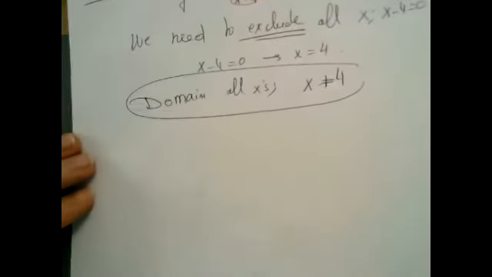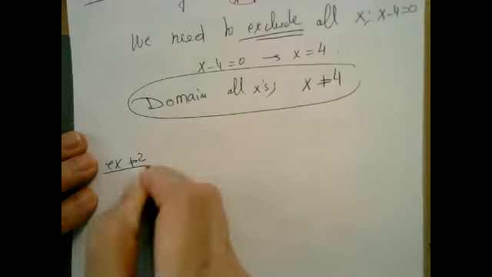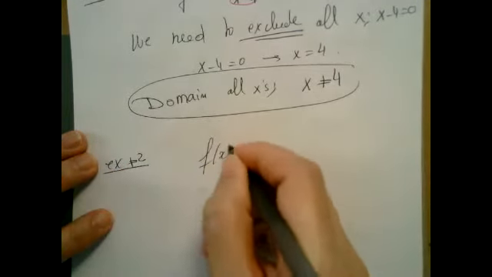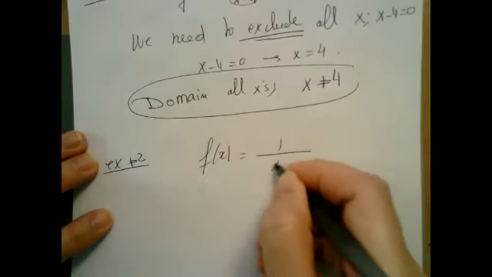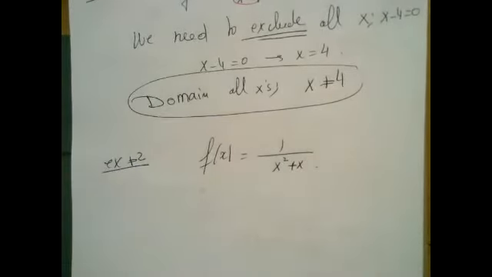Example number 2. Again, whenever there is a denominator, we have to think. Suppose I give you the following: 1 over x squared plus x, just for the sake of it. What is the domain? I'm always expecting answers. All real numbers except 0. So 0 is not in the domain. I agree, because if you put 0 in here, I'll have 1 over 0, which doesn't make sense.